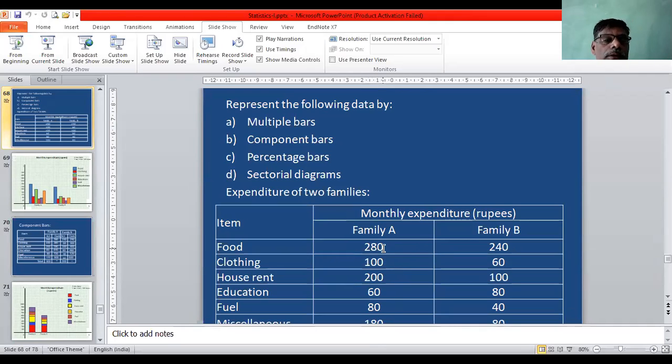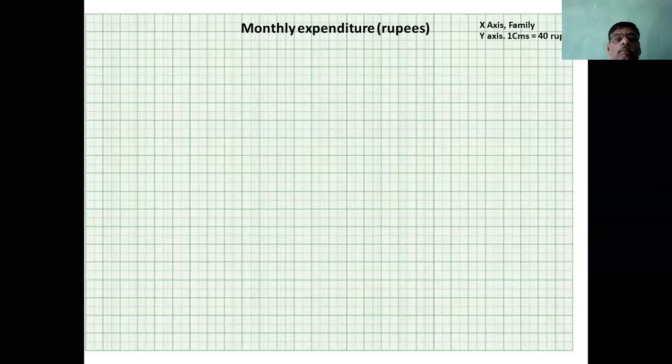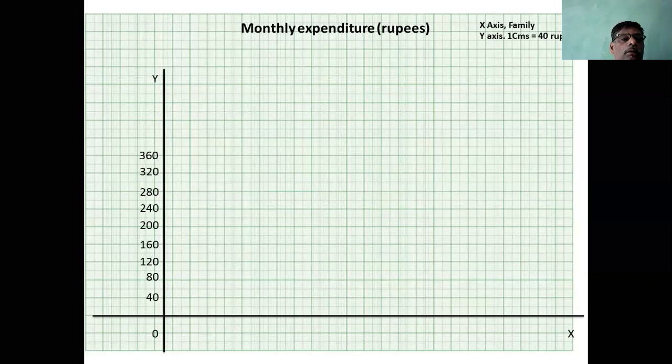In family A, maximum is 280. In B, maximum is 240. On the basis of these two, maximum 280 is there. Therefore, you have to draw a maximum of 280 points. This is the diagram. I have taken up to 400, 440.